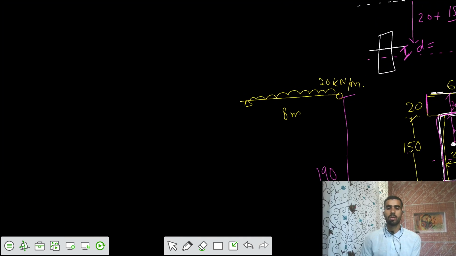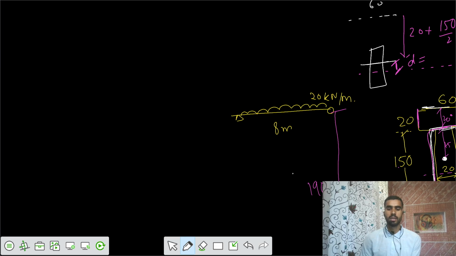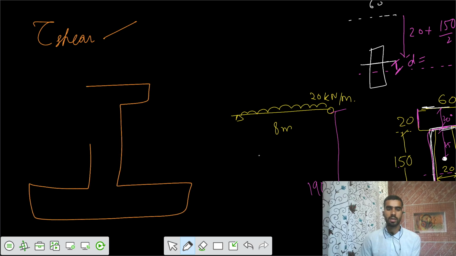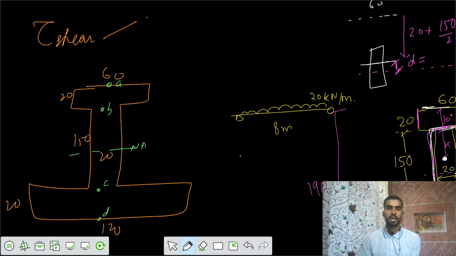Now the problem says that you have to get the shear stresses. You have to get the shear stresses at the location of, you have the cross section. This was your cross section: 60, 120, 20, 20, 20, and 150. So you want to say what are the values of stresses at point A, point B, point C, point D, and at the neutral axis. So you need to solve that. Shear stresses at A, B, C, D, and neutral axis.